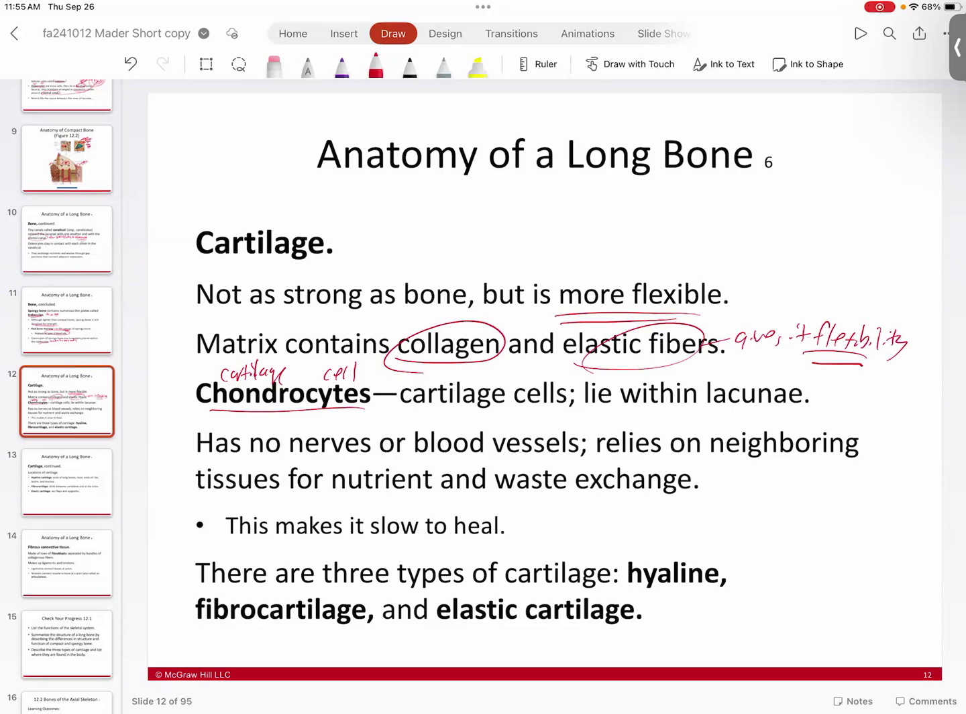And your chondrocytes have a similar type of organization to the osteocytes in the sense that your cartilage cells, your chondrocytes, live within these little hollow areas called lacuna, just like your osteocytes do. The difference between cartilage and bone, however, is that where bone is very vascular and has lots of nerves to it, cartilage does not have any nerves or blood vessels. It's avascular. And so the way it gets nutrients is by diffusion from nearby tissues.